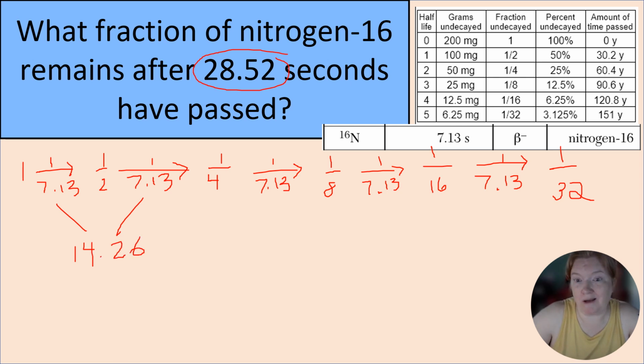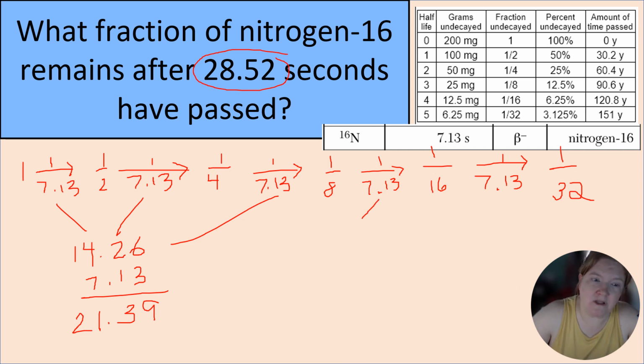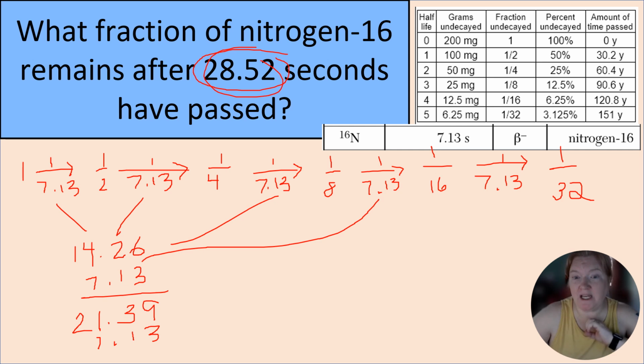14.26 seconds. Was that long enough? Nope. Add another half-life in, so 7.13, and I'm going to get 21.39. Is that long enough? No. So then try adding this next 7.13, and you will find you get this number. So that means, what fraction is left if I went through this half-life, this half-life, this half-life, and this half-life?